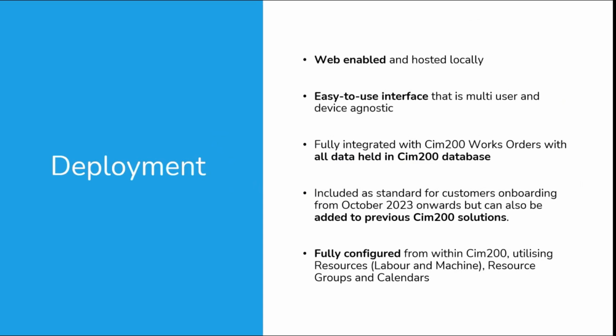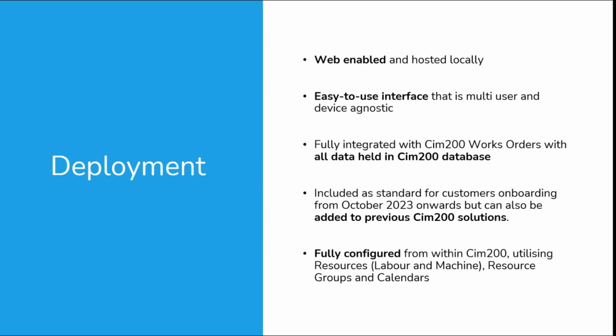How it is deployed is that it is browser based, so it can be web enabled. You can access it from anywhere if it's been set up correctly, and it is what I would like to think is a very easy to use interface that can be used by multiple users at the same time, and is device agnostic, so you don't need to buy any extra hardware for it because it runs on the browser. You can use any device that has access to a modern browser. It is also fully integrated with Cim200 planning and works order modules, and all the data is held within the database. So there's no external holding of data anywhere. So that gives the level of security for you.